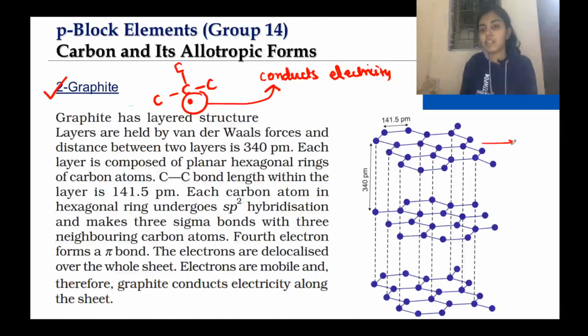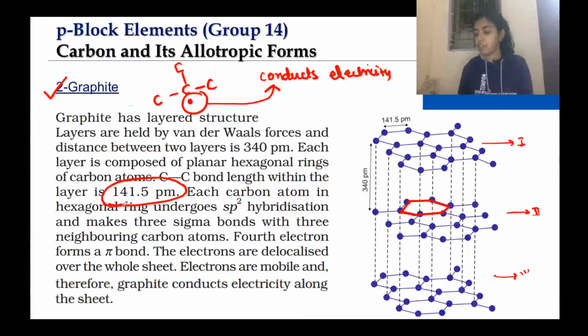For example, this is the first hexagonal layer structure, this is the second hexagonal layer structure, third hexagonal layer structure. You can see here that hexagonal rings are being formed, right? Now, carbon-carbon bond length is around what? 141.5 picometer, right? And sp2 hybridization is there as carbon is connected only to 3 carbons itself and the 4th electron is left as it is, right?